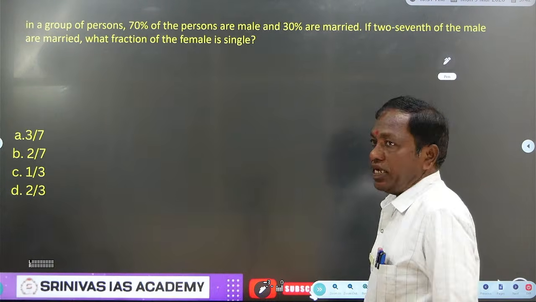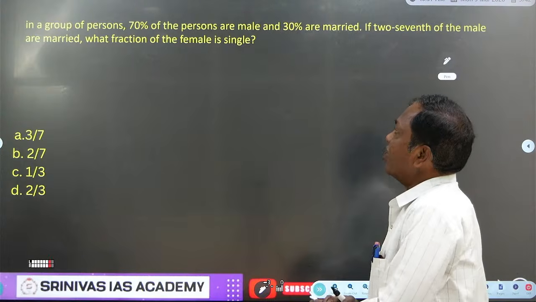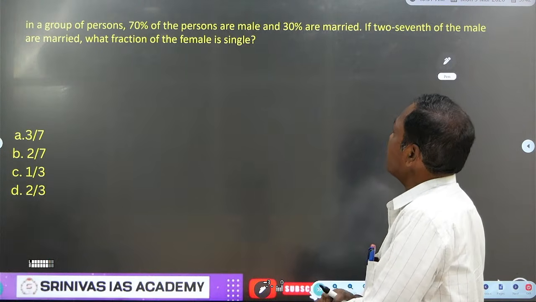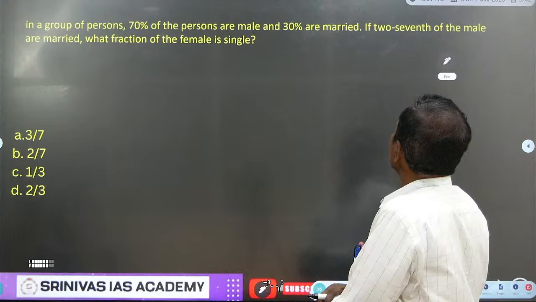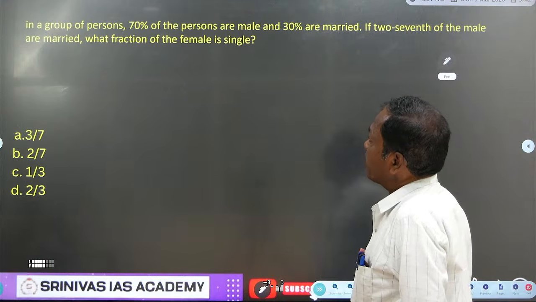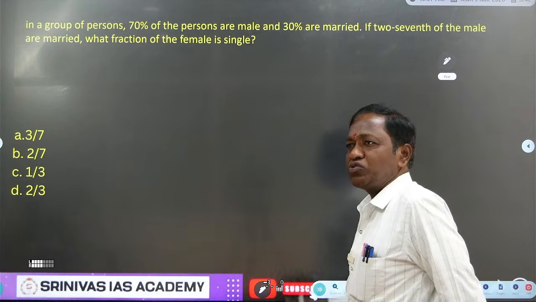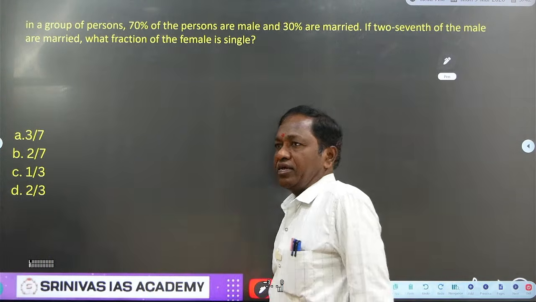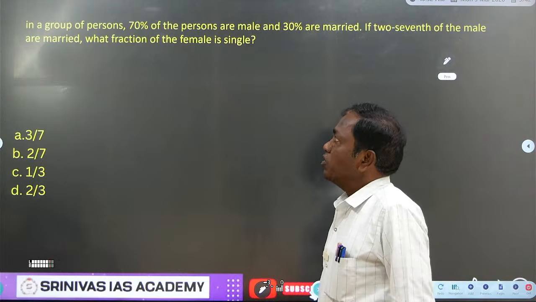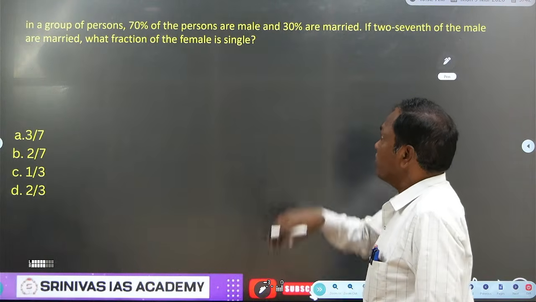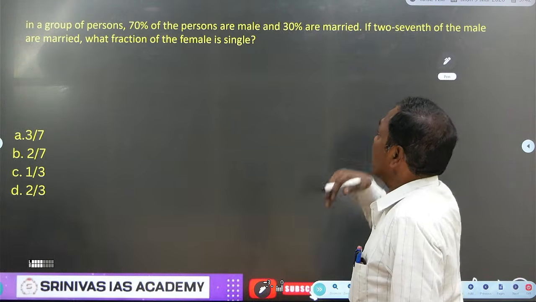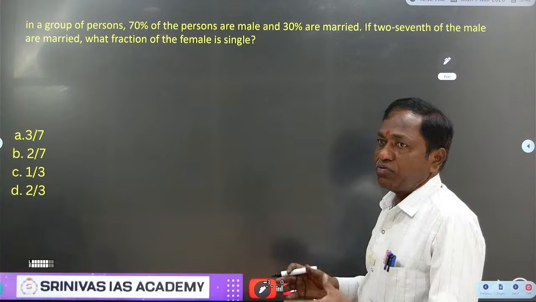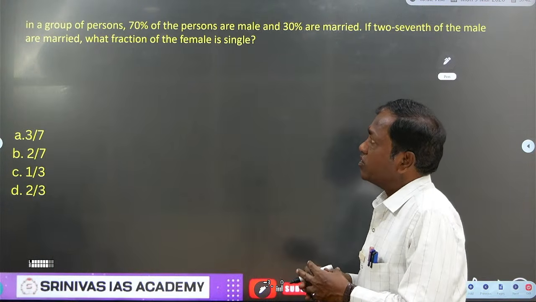Now, in a group of persons, 70% of the persons are male and 30% are married. If 2/7 of the males are married, what fraction of the females is single? This is a UPSC question. It was given some 6-7 years ago. In a group of persons, 70% are male. 30% are married.